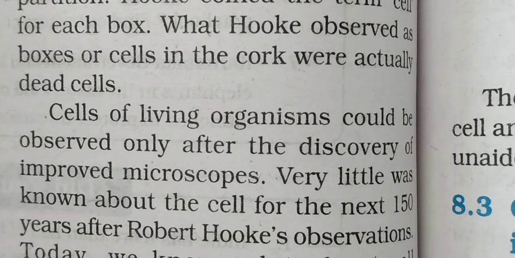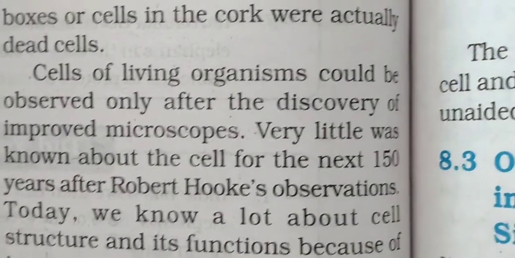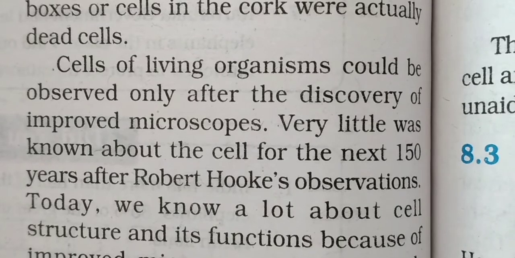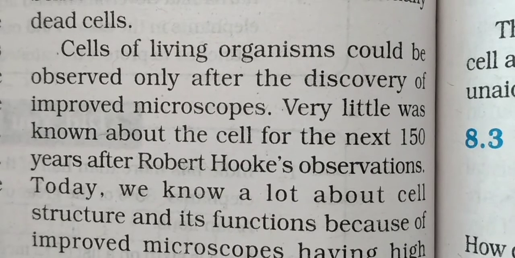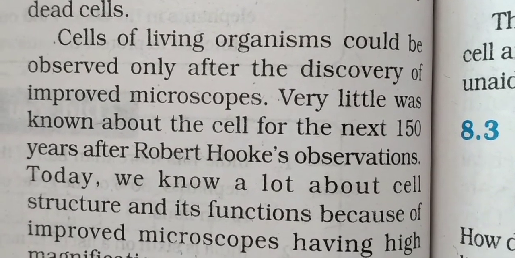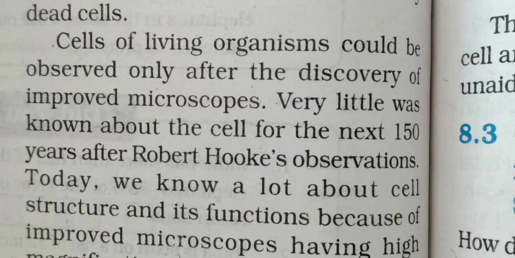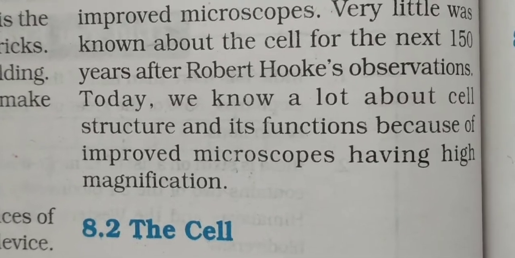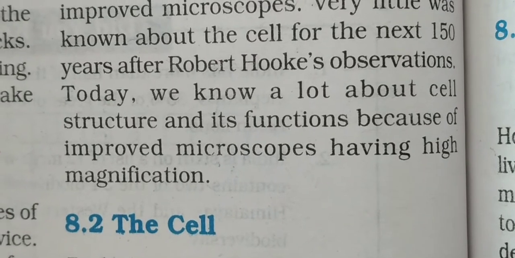What Hooke observed as boxes or cells in the cork were actually dead cells. Cells of living organisms could be observed only after the discovery of improved microscopes. Very little was known about the cell for the next 150 years after Robert Hooke's observation. After 150 years, the cells could be observed clearly after the discovery of the microscope. Today we know a lot about cell structure and its functions because of improved microscopes having high magnification.